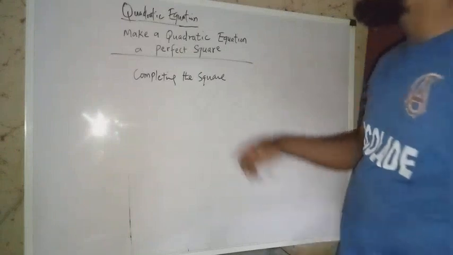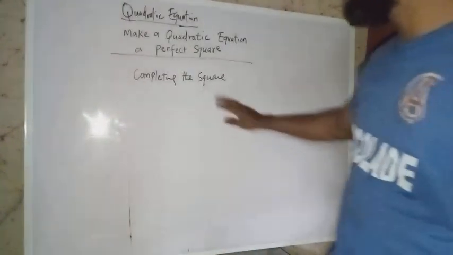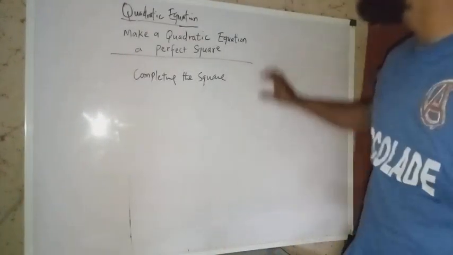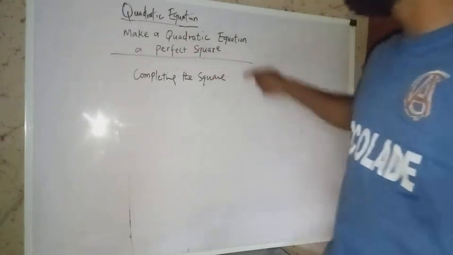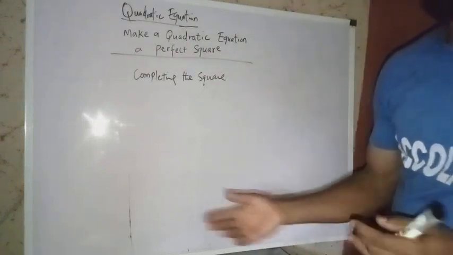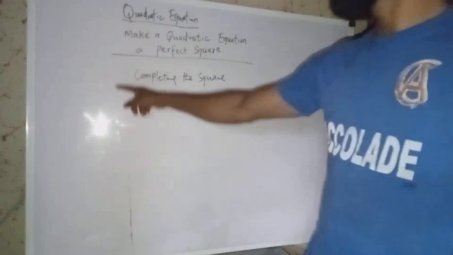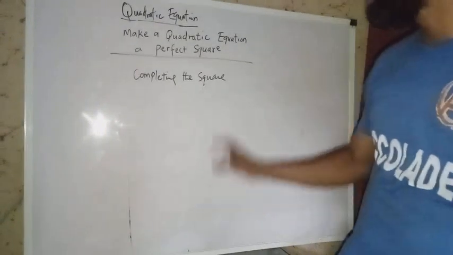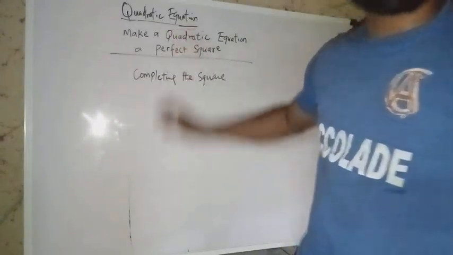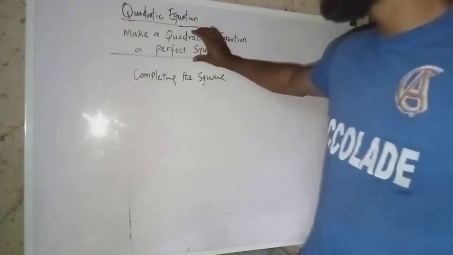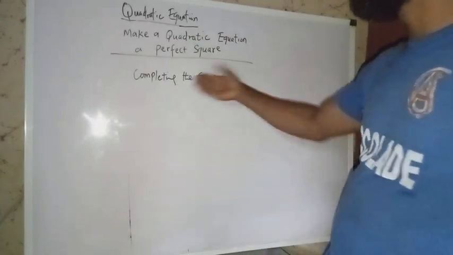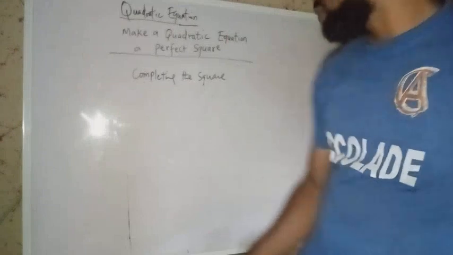Now, for us to use this method to solve quadratic equation, we have to understand what it means to make a quadratic equation a perfect square, because that's where the completing the square method revolves around. Okay, so this is the major thing that makes completing the square.